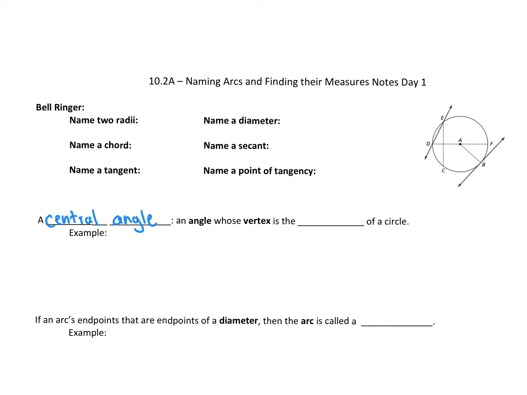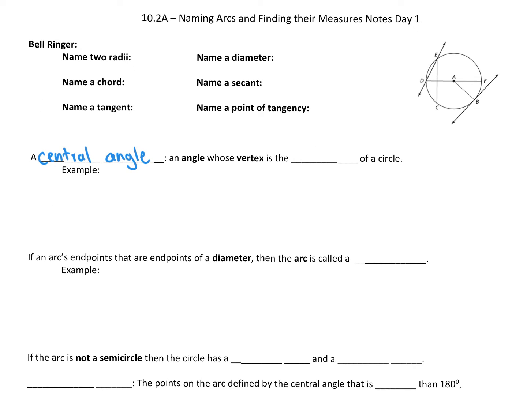The central angle of any circle is any angle where the vertex is on the center of the circle. So for example, if I had a circle and the center was point P, and this was an angle here with points A and B, the central angle would be angle APB, point P being the center of that circle. So that would be a central angle.